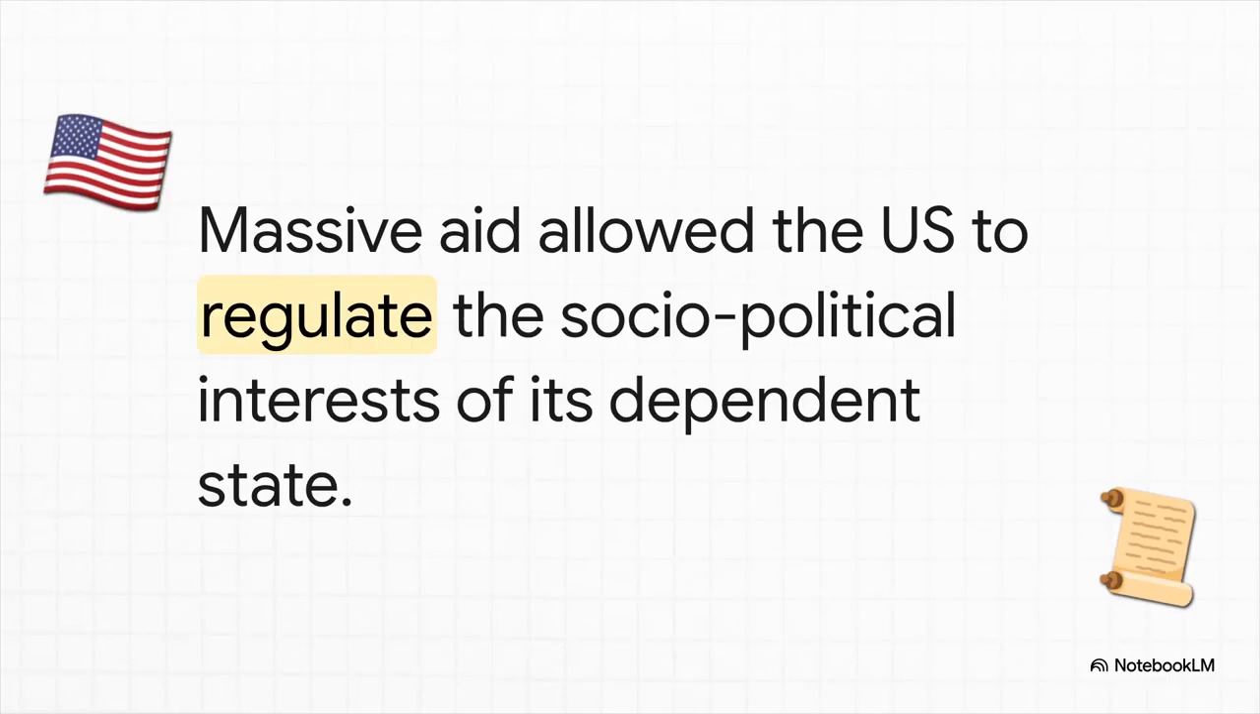And that brings us to the crucial point here. That massive influx of foreign aid wasn't just free money. It gave the United States a way to monopolize regional politics and heavily regulate Pakistan's internal national policies. Through the lens of dependency theory, this is exactly how a core state regulates the socio-political and economic interests of the dependent state. It essentially strips away some of that country's independent voice on the world stage.